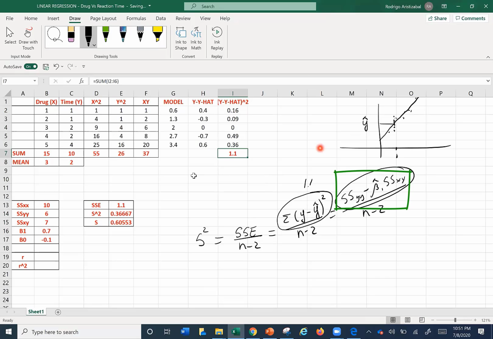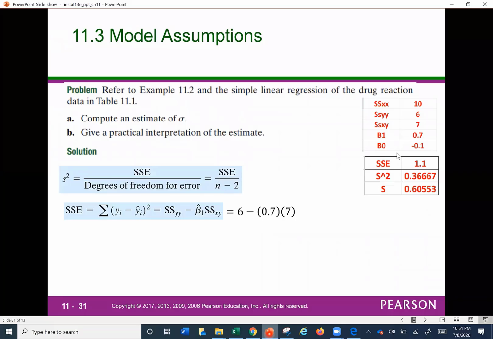Okay, but I recommend using the shortcut formula instead of this one. We have all of these values obtained in Excel. Then we need to substitute all of these values here. The sum of all y is 6 minus b sub 1, which is 0.7, times the sum of all xy, which is 7. The result, you can verify, must be equal to 1.1. You don't have to do the operation manually, but you should do it in Excel.